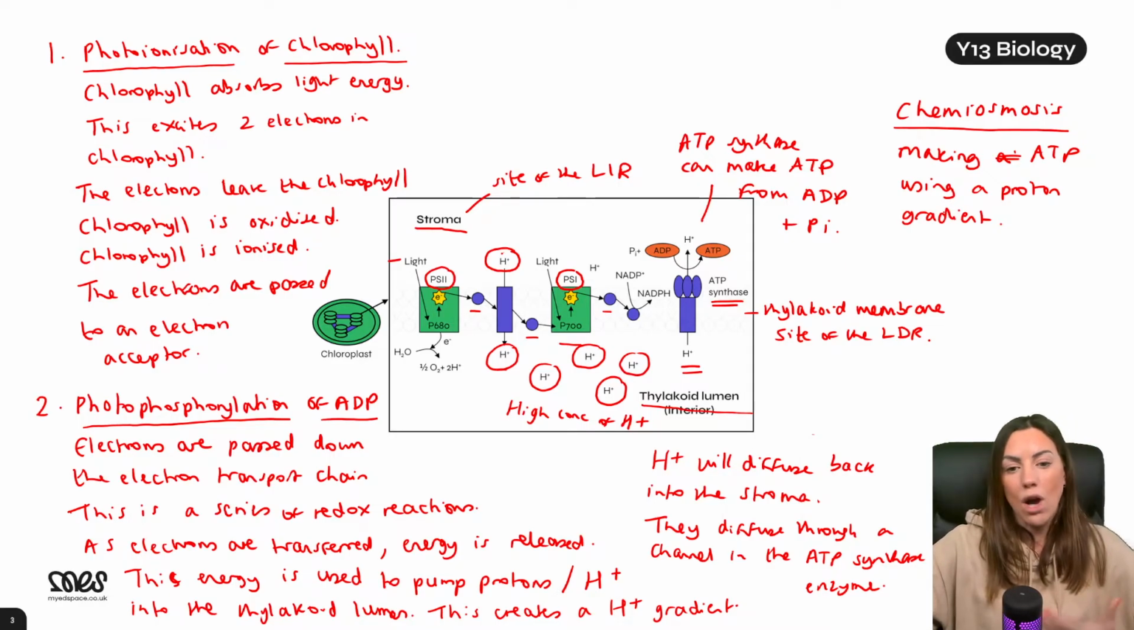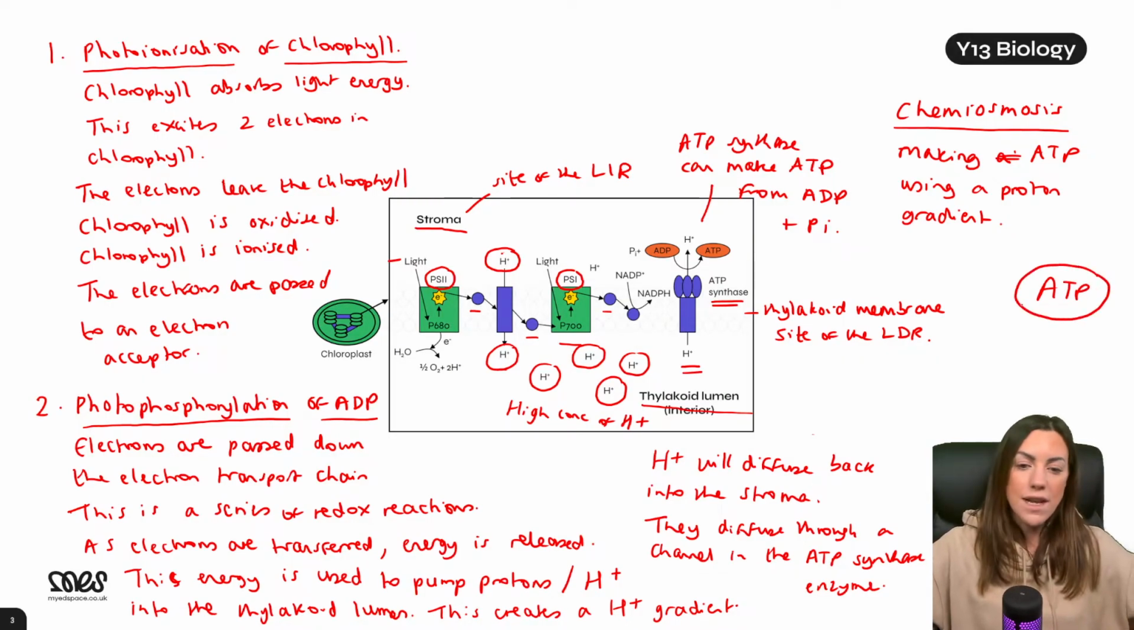Right, so we've now got one of the important products of the light-dependent reaction, which is ATP. We've also seen why light energy is necessary for the light-dependent reaction. But we've still got a few questions to answer, like the chlorophyll lost electrons. How do they get replaced? And what happens to the electrons when they reach the end of the electron transport chain? Now, this is where stages 3 and 4 come into play.